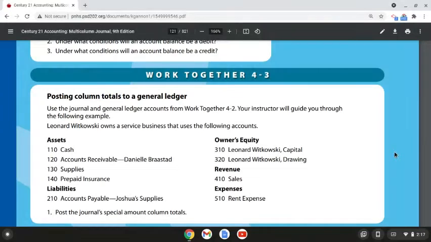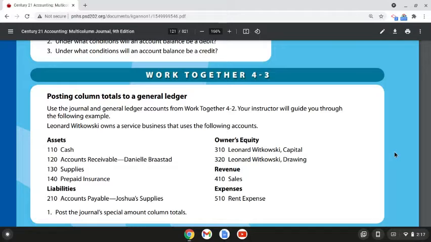Today, I will be going over the 4-3 work together. So let's jump right into the video. Okay, so as I had stated before, I'm going to be going over the 4-3 work together. In the last video, I read over the 4-3 text. If you did miss that video for any reason, please click the link in the description.